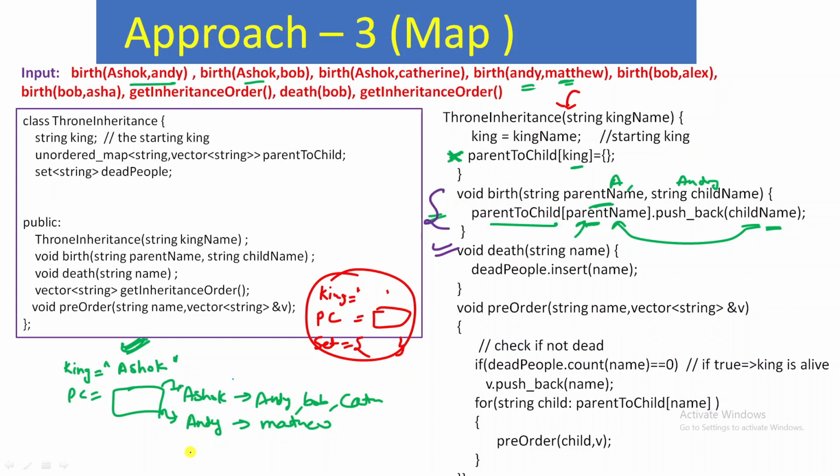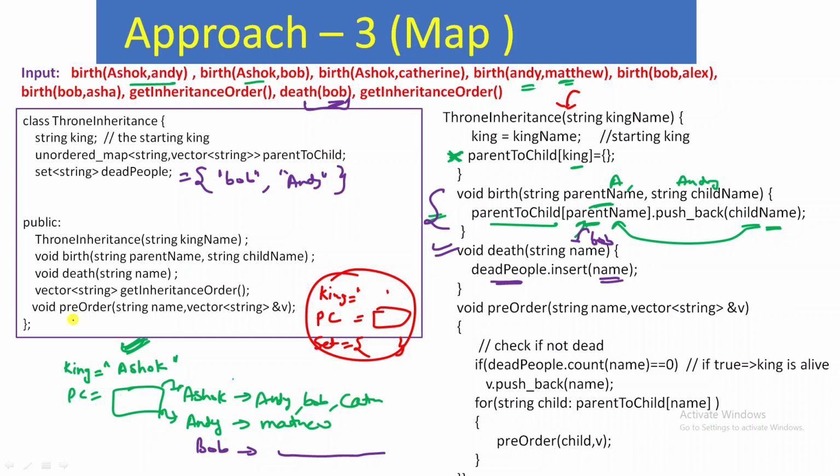Now let's say after some time, a call comes with a death. Let's say Bob was also here, and whether it has children or not, we don't care. Let's say the call for the death of Bob came. We will just add that into the set. So in the dead people set, we will add Bob. Next time, let's say some other person died, let's say ND died, so we will add ND into the set.